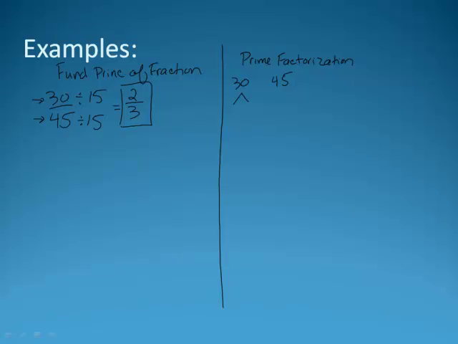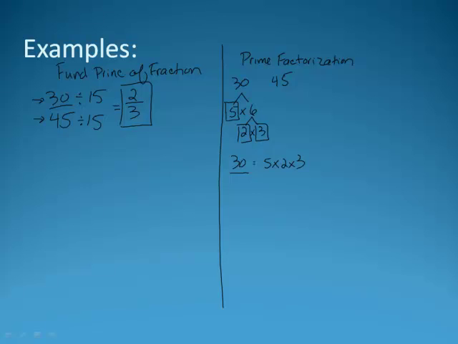30, pick any two factors. Let's say you picked 5 and 6. 5 is a prime number, but 6 is not, so you can break 6 down some more. 6 is the same as 2 times 3. We can see that 30, which is the numerator of that fraction, can be rewritten as 5 times 2 times 3, prime factorization.